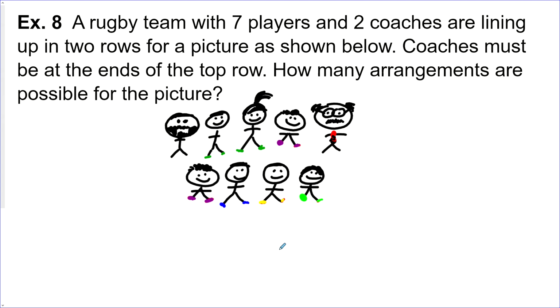A rugby team with 7 players and 2 coaches are lining up in 2 rows for a picture, as shown below. Coaches must be at the ends of the top row. How many arrangements are possible for the picture? So let's deal with the coaches first. They need to be here and here, but they could switch, so that's 2 or 2 factorial ways for them to be arranged. The remaining 7 players can be arranged in these 7 positions. So that would just be 7 factorial. And this would be a total of 10,080 arrangements for this team.